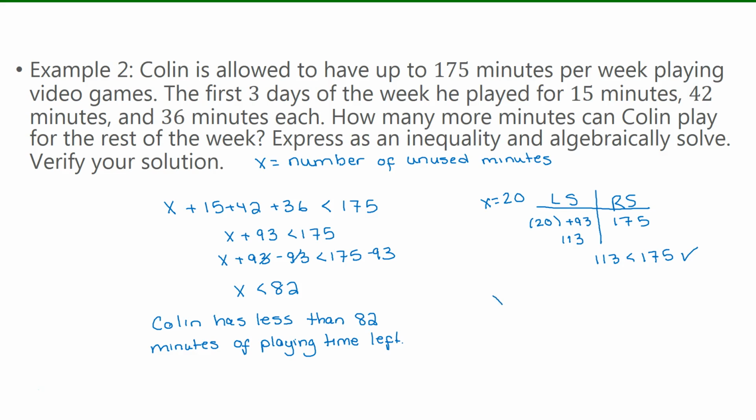I'll pick another value. This time I'll pick 40. So you can pick any value that is less than 82, but greater than 0 as well, since we're talking about time. So I'll replace x with 40. And I get 133. And 133 is also less than 175. So again, we verify that 40 is part of the solution.